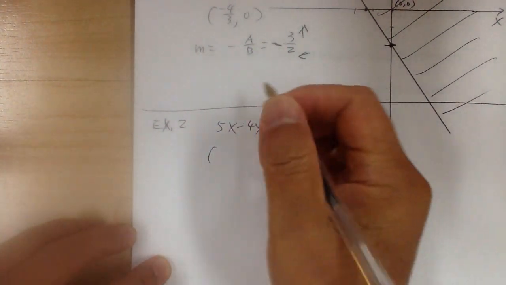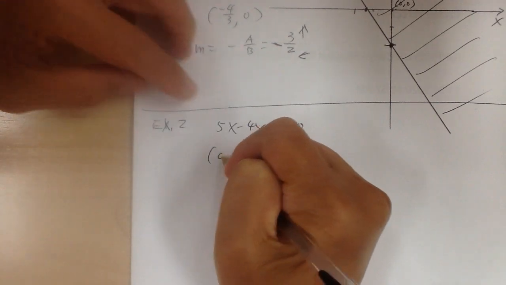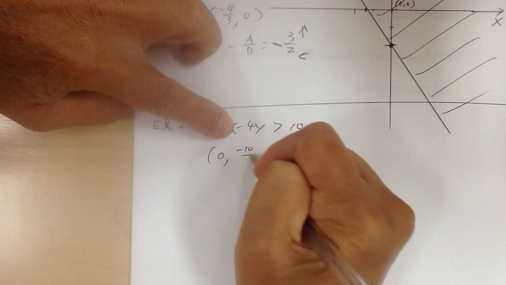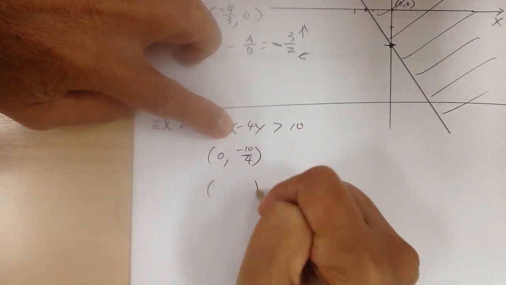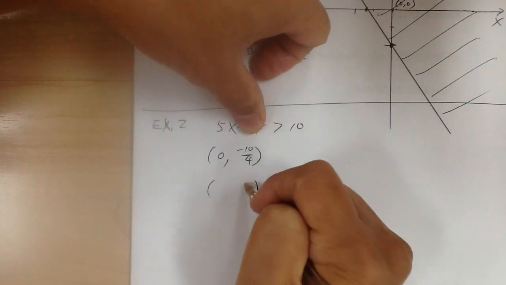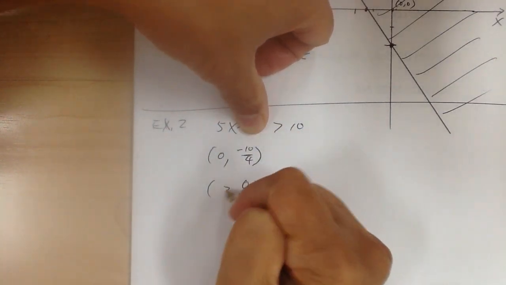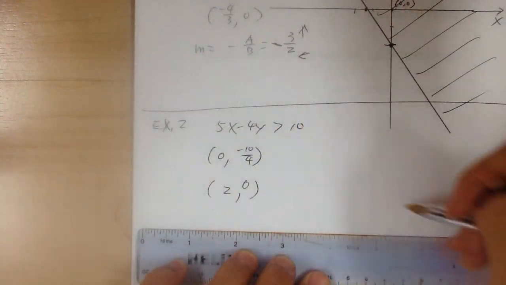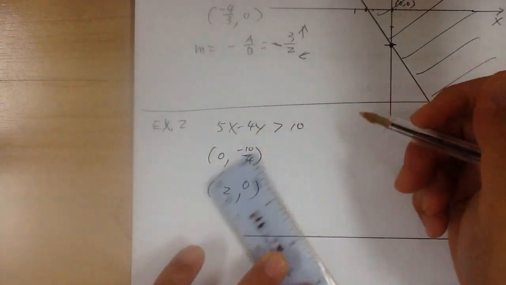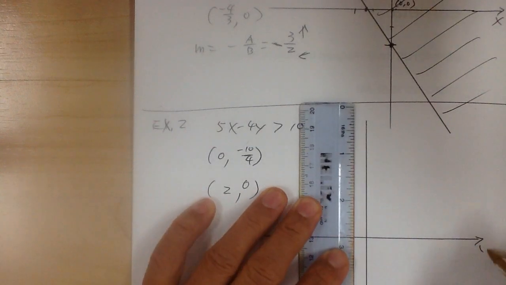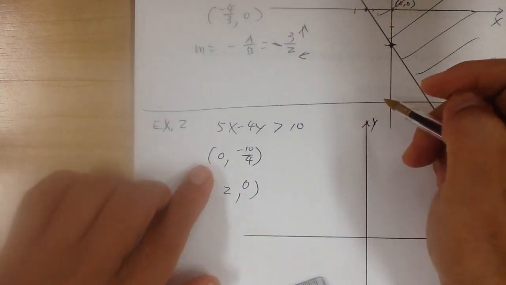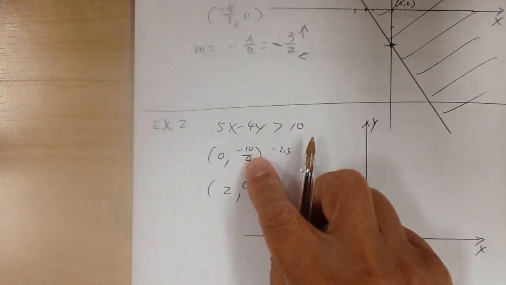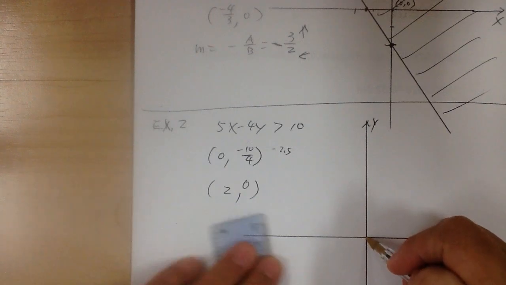Okay, so again, I'm going to use the intercept method. If I let x equal 0, then y will equal negative 10 over 4. If I let y equal 0, I get x equal to 2. So again, you don't have to worry too much about simplifying yet. This would be equal to negative 2.5, right? So it'd be 0, negative 2.5.